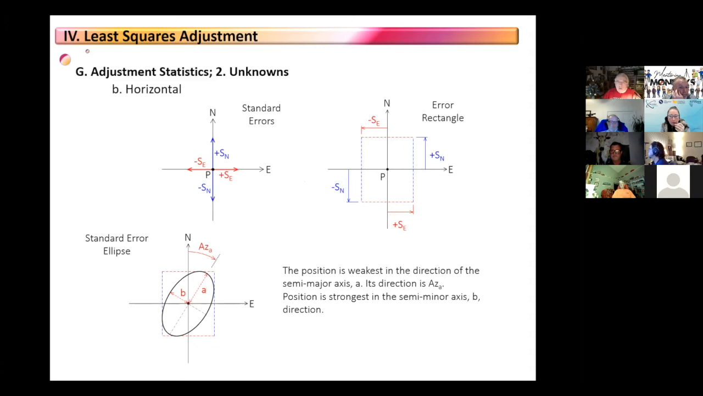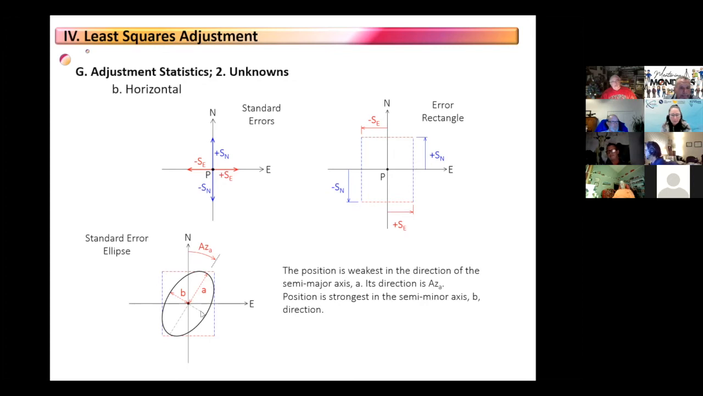The standard error ellipse is the one that is tangent to all sides of that error box, that error rectangle. And there's an infinite number of them that will meet that condition, but it's the one that maximizes the length of the semi-major axis and minimizes the length of the semi-minor axis. And what the standard error ellipse tells us is the position is weakest in this direction here, at this azimuth to the semi-major axis, and is strongest in this one right here.